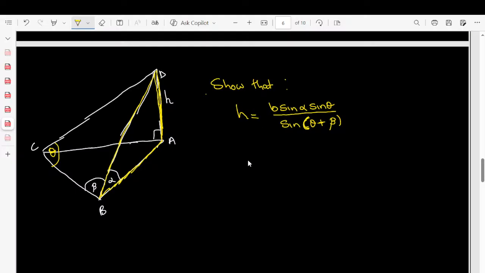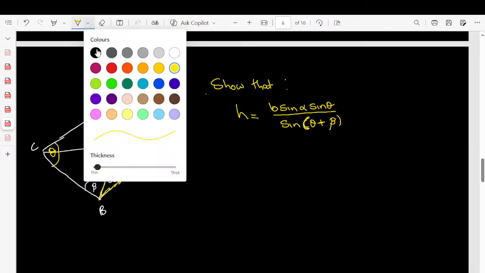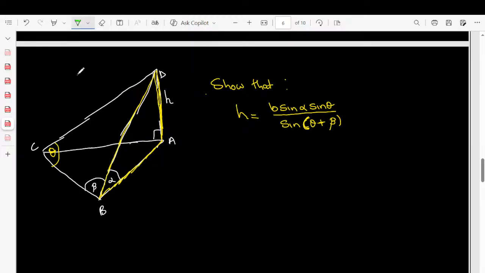So now look at this. ABD is not a right-angled triangle. The 90 degrees is not on ABD, so we can use the sine rule. I repeat, the 90 degrees is not on the yellow triangle, so we cannot use the trig ratios, but we need to use the sine rule. Okay, so I have AD.